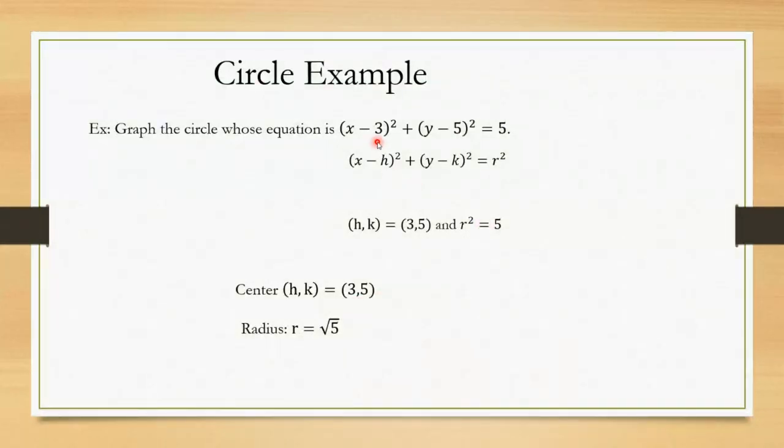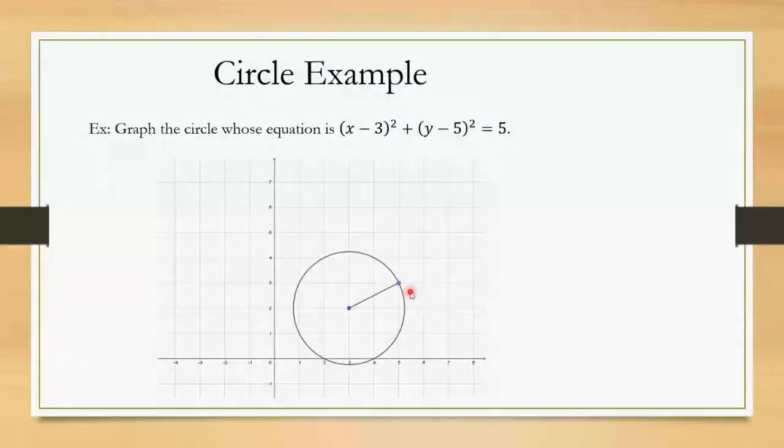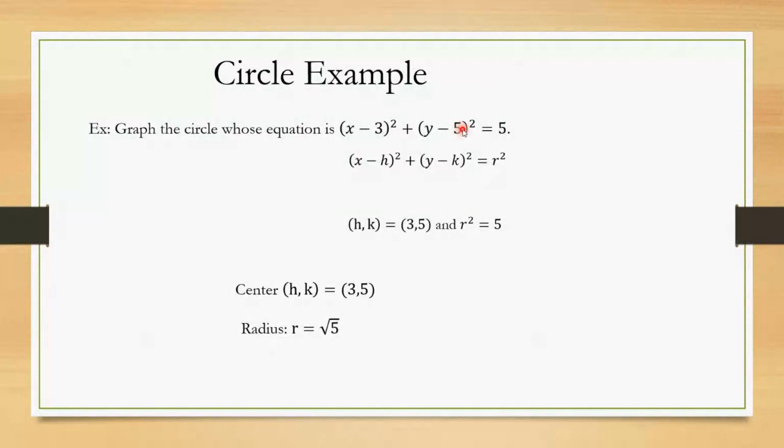So the center is (3, 5), with (x minus 3) squared, (y minus 5) squared, and r squared is 5. That is, the radius is the square root of 5. Now, if I remember correctly, I think this graph was not right. When I was writing up the notes, I think I had the y value here as 2, and I changed this to 5, but I forgot to change the graph.